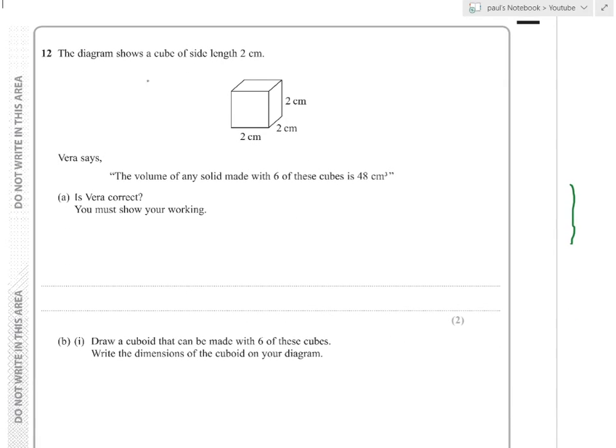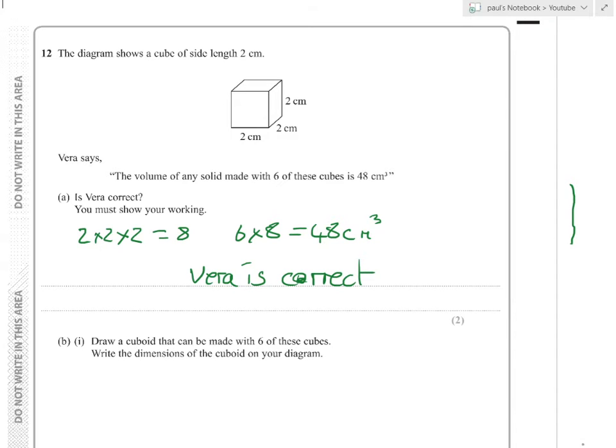And a cuboid, cube, 2 by 2 by 2. The volume of any solid made with 6 of these cubes is 48. So the cube is 2 times 2 times 2, which equals 8. And so 6 of those will equal 48. Yes, Vera is correct. Good old Vera.